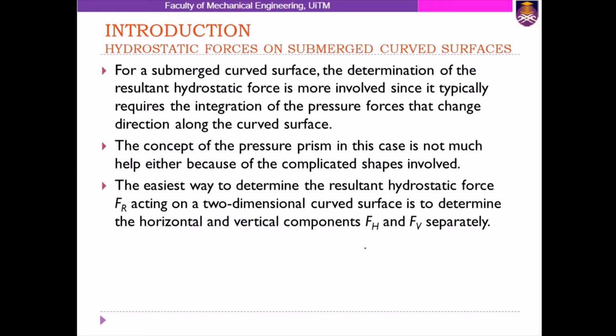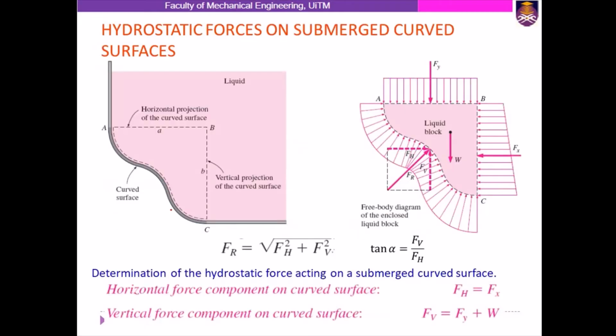The easiest way to determine the resultant hydrostatic force, Fr, acting on a two-dimensional curved surface is to determine the horizontal and vertical components, Fh and Fv, separately. So how do we want to determine this? We can use the same method that we have learned on submerged plane surfaces. Basically, this is done by considering the free body diagram. So this is a sample of a free body diagram, or we can call it FBD.